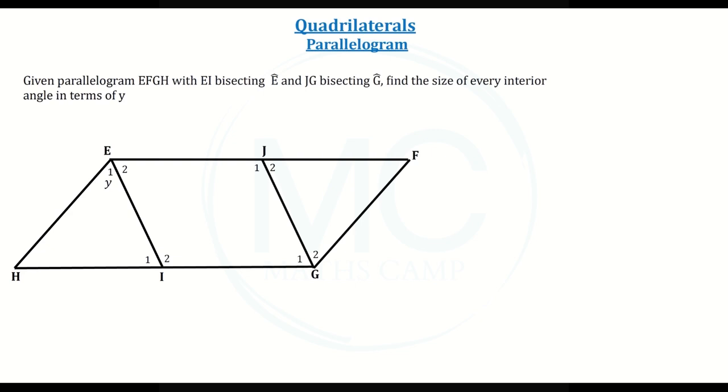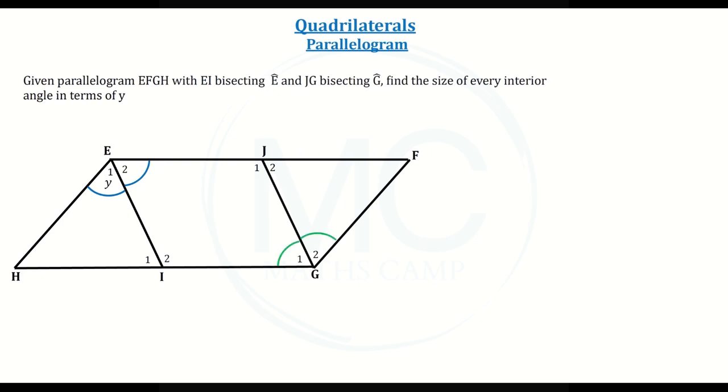The question tells us that EI bisects angle E. This means it cuts angle E in half, which means that angle E1 is equal to angle E2. So let's mark these angles in blue. The question also tells us that JG bisects angle G. This means the size of angle G1 is equal to angle G2. So let's mark these angles in green.